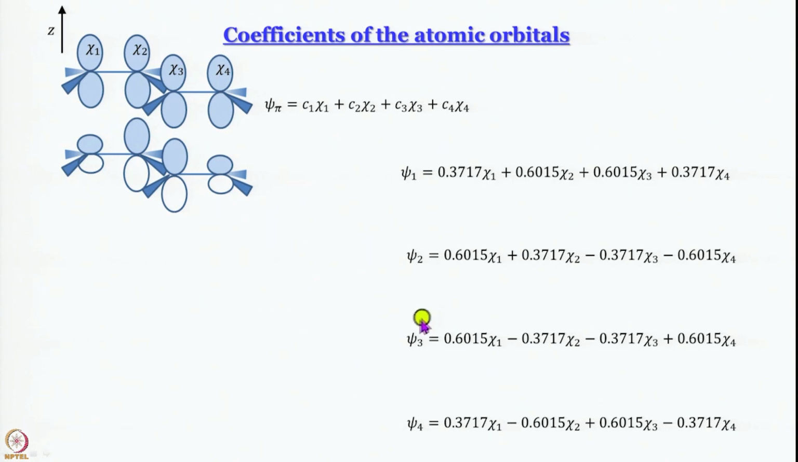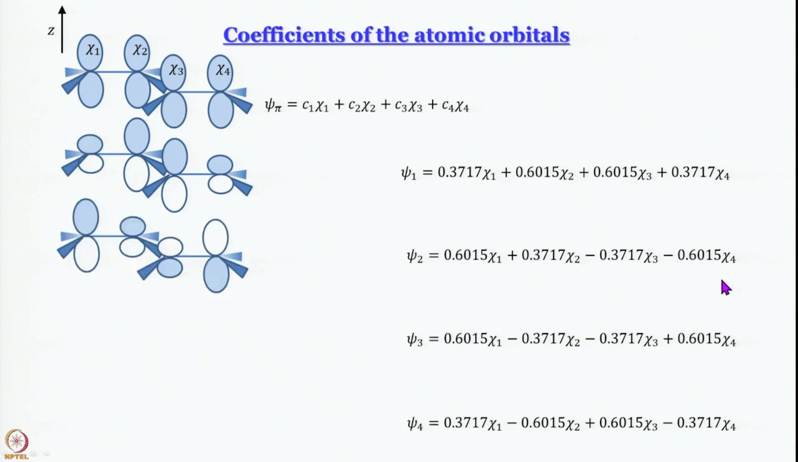What about psi 2? 0.6015 chi1, 0.3717 chi2. So, now it is the turn of chi1 to be larger, chi2 to be smaller. Besides, there is a sign change between 2 and 3, minus 0.3717 chi3 minus 0.6015 chi4. So, this is the diagram. I hope it is not very difficult to understand, and we will come back to this sign change business.